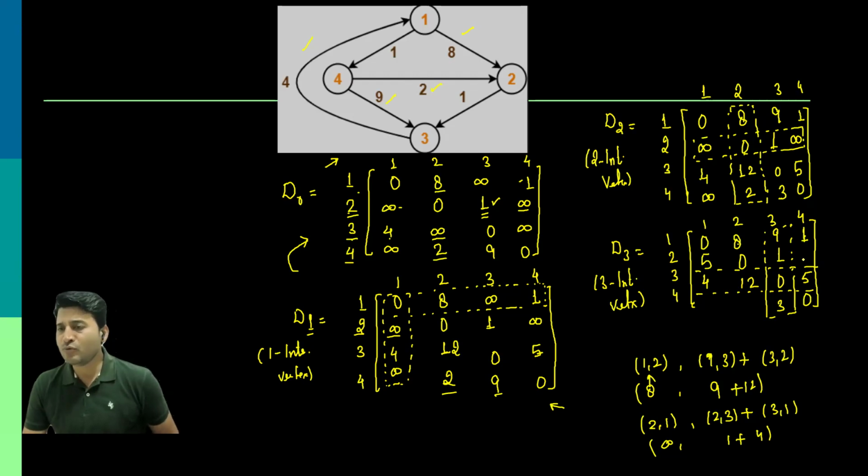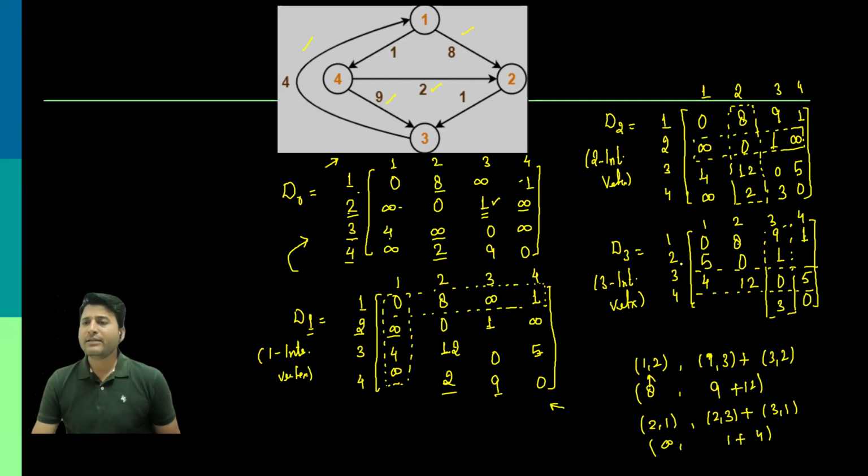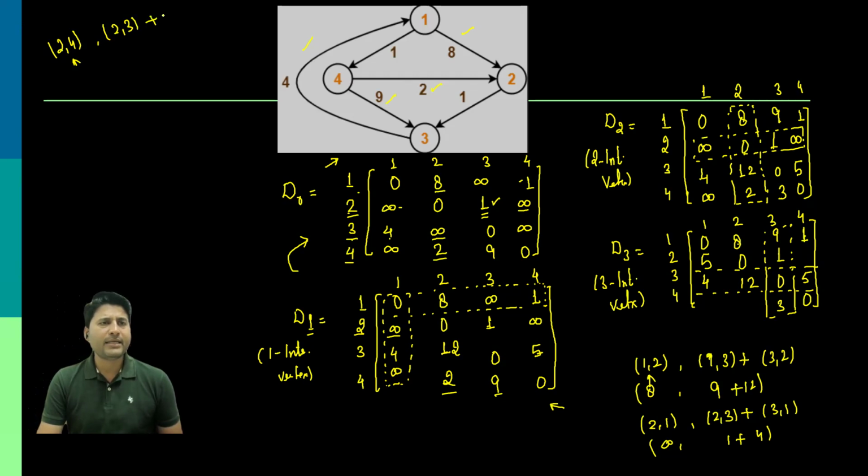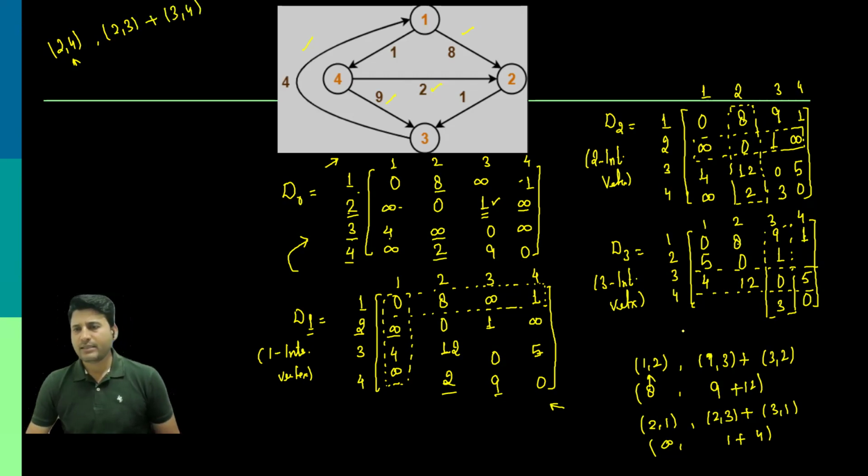In the same manner, 2 to 4, making 3 an internal vertex. So 2 to 4, insert 3 on it: 2 to 3 plus 3 to 4. Take the reference from your D2. What is 2 to 4? It is given as infinite. What is 2 to 3? It is infinite. What is 3 to 4? It is 5. So the minimum of infinite, comma, infinite does come out infinite.